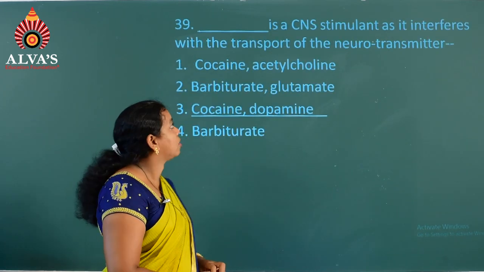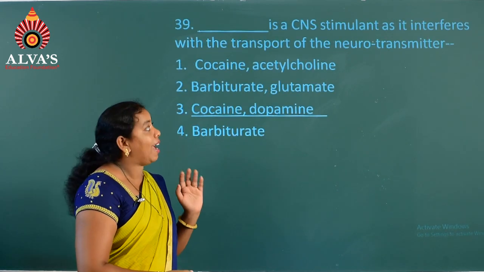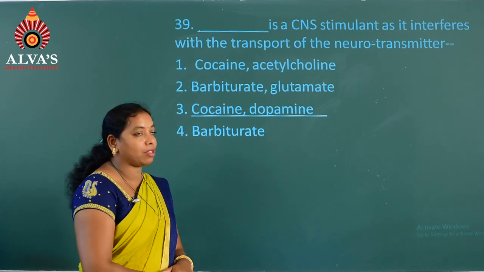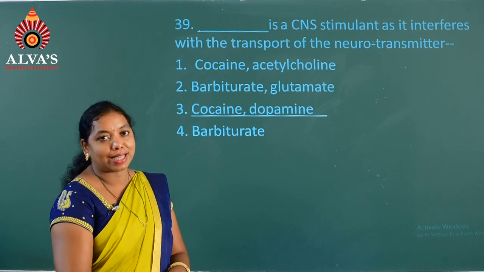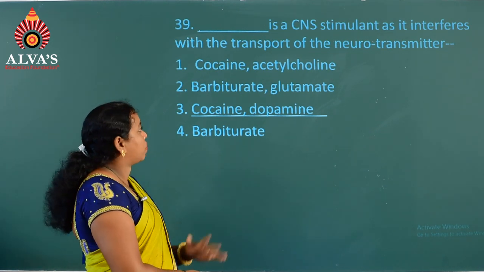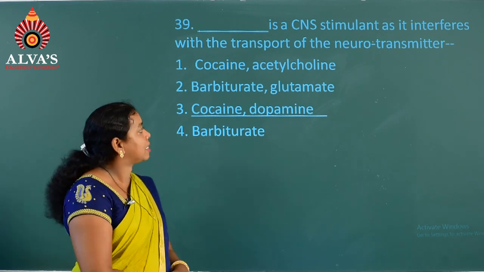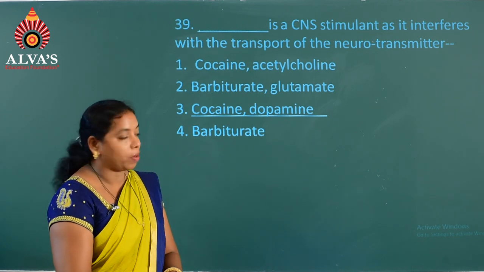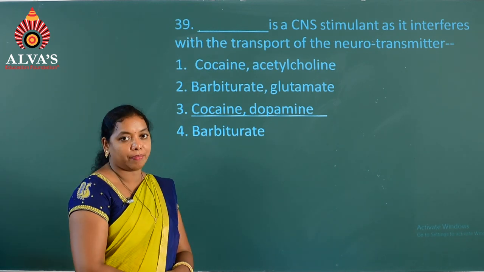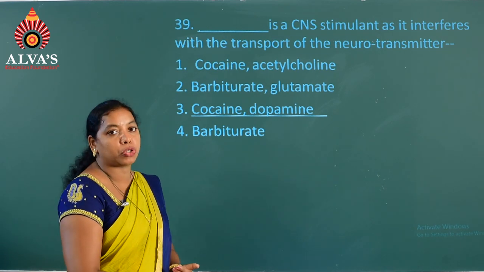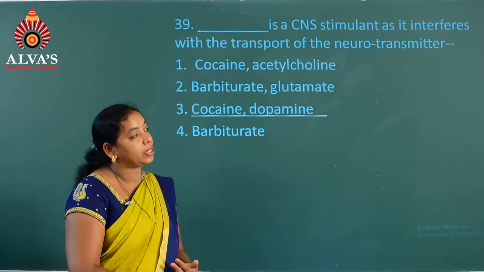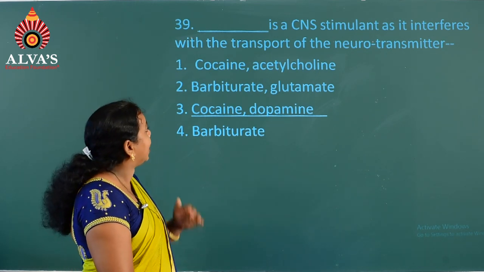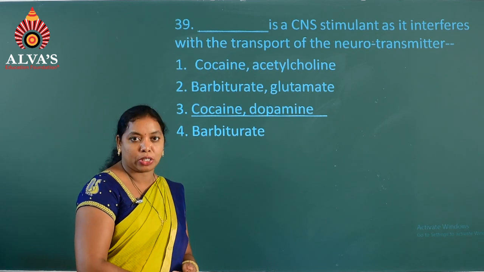Moving on to the next question, question number 39. Dash is a central nervous system stimulant as it interferes with the transport of neurotransmitters. Here, the first one cocaine, acetylcholine, the second option barbiturate, glutamate, the third one cocaine, dopamine, and the fourth one barbiturate. The question was which acts as a stimulant of the CNS after intake of these drugs, and interferes with the transport of neurotransmitters.